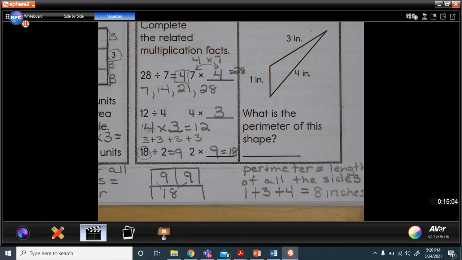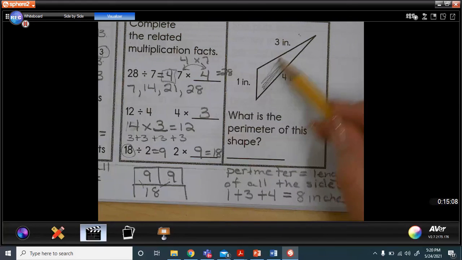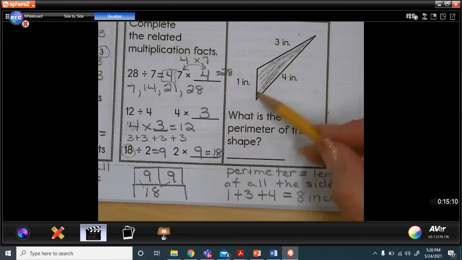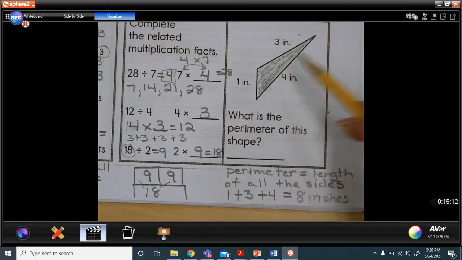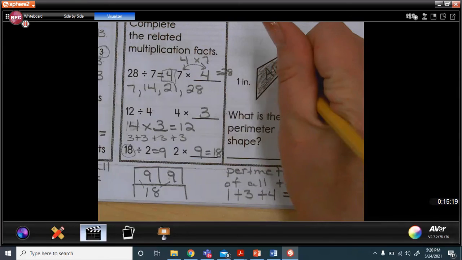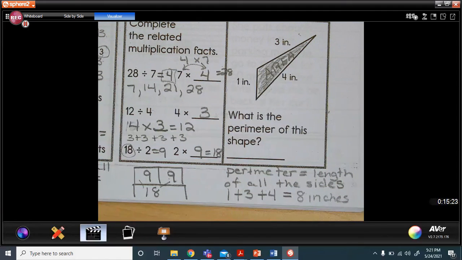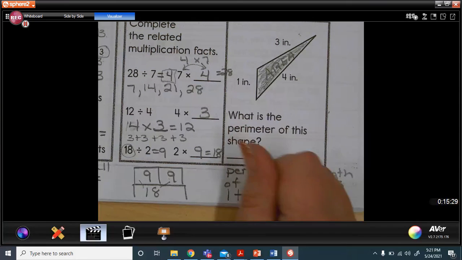Now, you're not going to put square inches because we're not looking for the space inside of this figure. The space that's inside of that figure is called the area. That would be called the area inside. We don't need to know the area right now. We're just wanting to know how long the sides are. So the perimeter is going to be 8 inches.